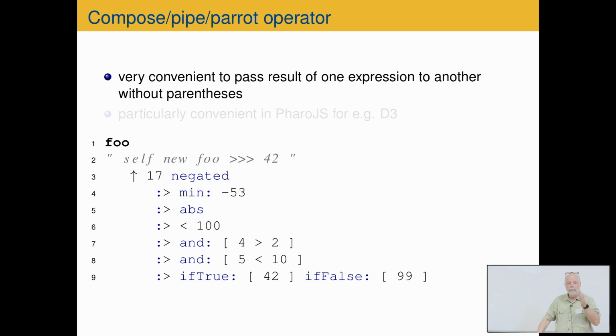And what it does is it pipes the result of the left-hand side, and that becomes the receiver of the right-hand side message. So this expression takes 17, negates it, and then the result of that takes a min with that and minus 53, and then it takes the result of that and gets the absolute value, and then the result of that compares it with 100, ands it, and again, and then if true, if false.